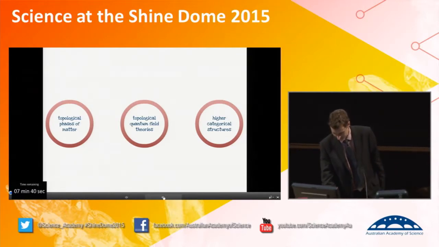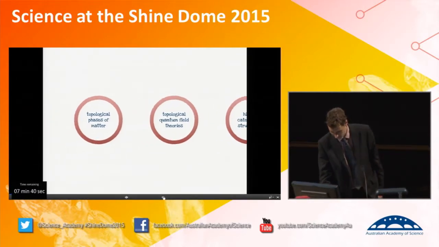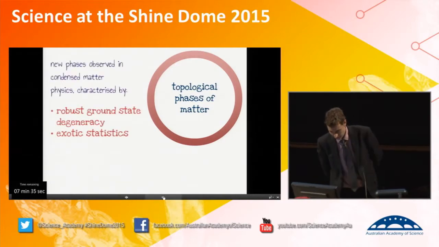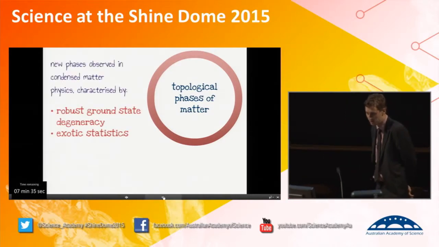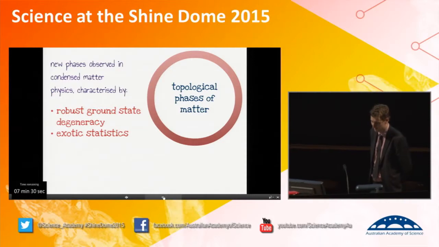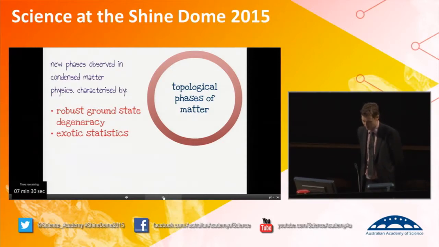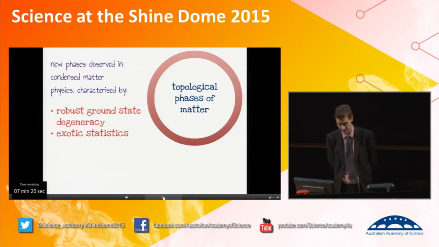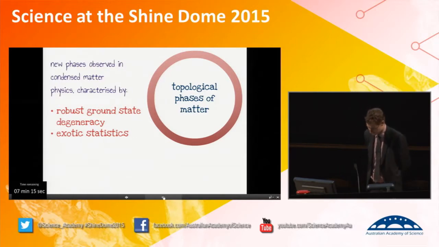Let's get started and say a little bit about what I mean by a topological phase of matter. A topological phase of matter is a new type of matter observed recently in condensed matter physics. They're typically seen in very exotic situations at extremely low temperatures and extremely high magnetic fields. And they're characterized by two particular properties: robust ground state degeneracies and exotic statistics. The first of these is just saying that, in a typical quantum mechanical system, there's a unique state that has the least energy of all possible states of that system.